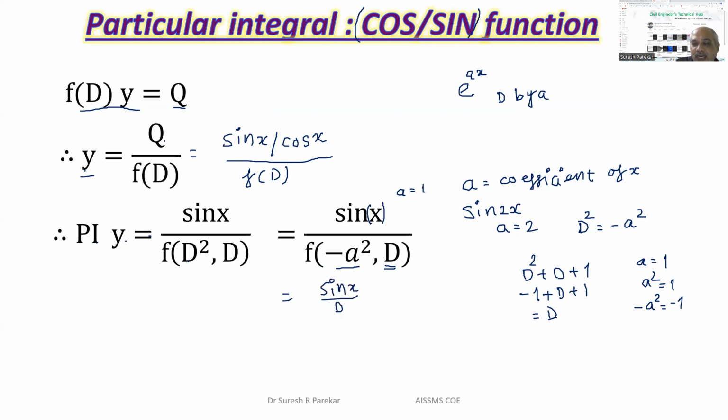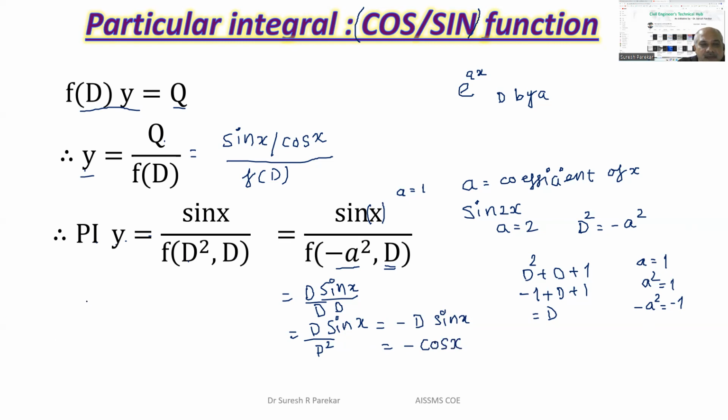Now we have to put D square equal to minus 1, so we have to rationalize: multiply by D and divide by D. Then we get D upon D square sine x. Now put D square equal to minus a square, so minus 1. And then we have minus D sine x. D is the derivative, and the derivative of sine x is cos x, so we get minus cos x.